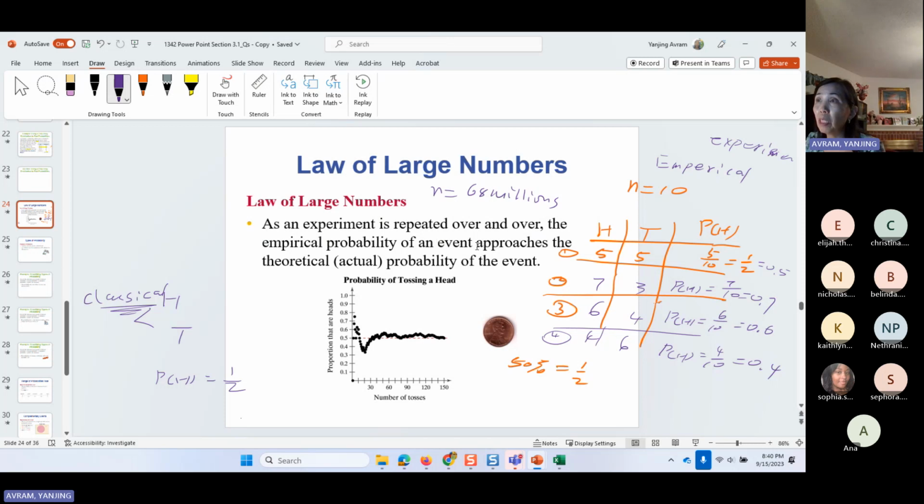the empirical probability of the event approaches the theoretical or actual probability of the event, which we also call the classical probability. So that is called the law of large numbers. If you flip 68 million times, you're going to get very, very close to 50% head and 50% tail. But if you only do this experiment 10 times, that's why we did it in class before, we always got all kinds of different outcomes, right? Some people even said they only got 2 heads at one time.